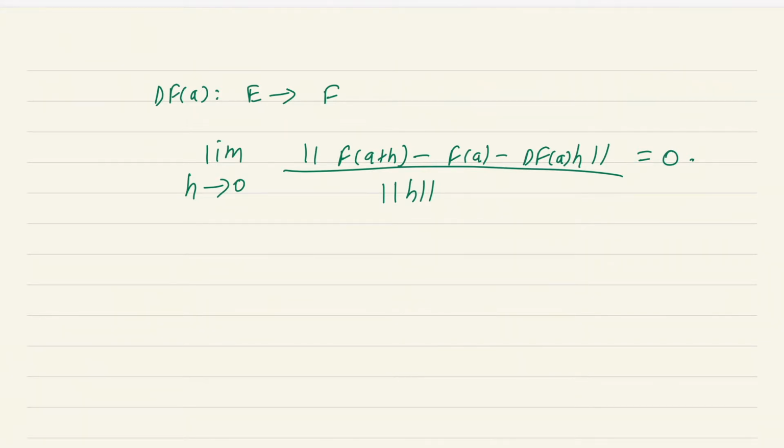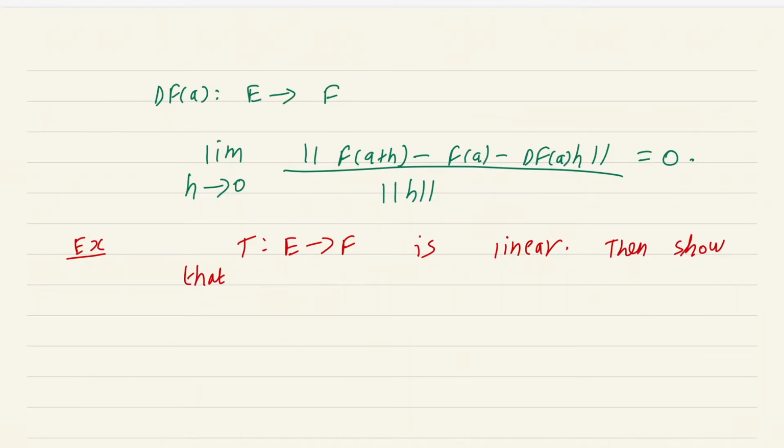Okay, so immediately let's see an exercise. In the next video, I'm going to explore certain complicated examples of the derivative, but let's see a simple example. Suppose T from E to F is linear, then show that T is continuous. Note E and F are not general vector spaces, they are just shortcuts for Rn and Rm respectively. Any linear map between Rn and Rm is automatically continuous, and the proof is really easy. I want you to show that.